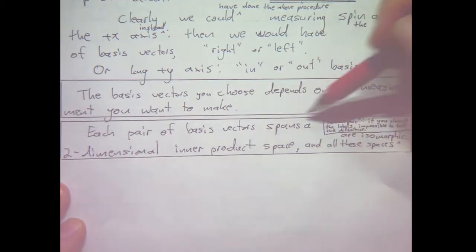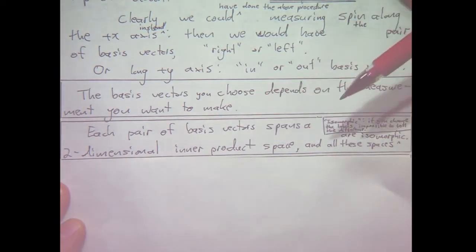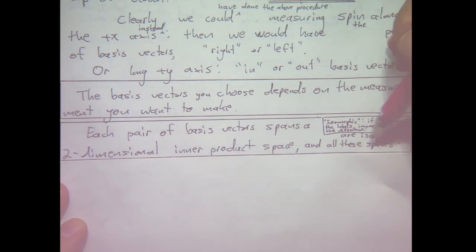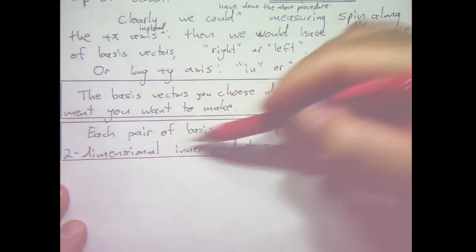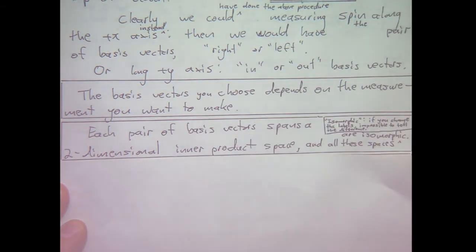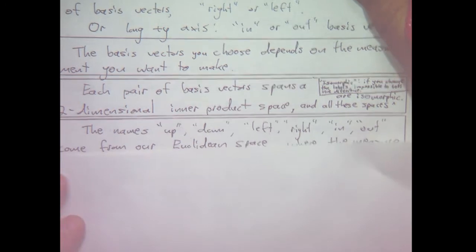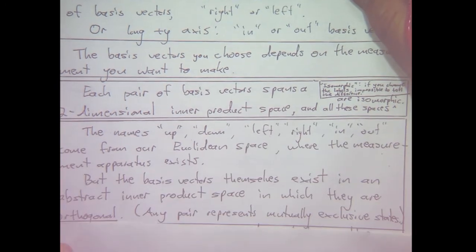Each pair of basis vectors spans a two-dimensional inner product space. All finite dimensional inner product spaces where the axes are orthogonal, the generalized Euclidean spaces, are isomorphic. That's just a theorem from functional analysis.